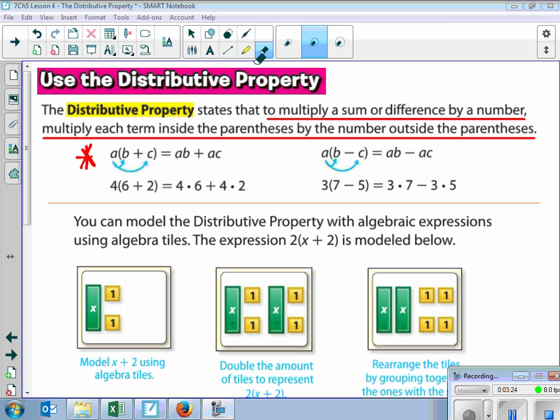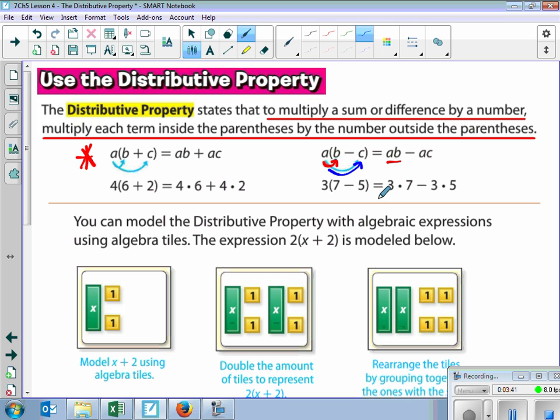Same thing with subtraction. You're going to take the number on the outside of the parentheses and you're going to multiply it times everything on the inside. So here we have A times B. There's the A times B. And we're going to multiply the A times the C. And then again, because this is subtraction, you're going to subtract.